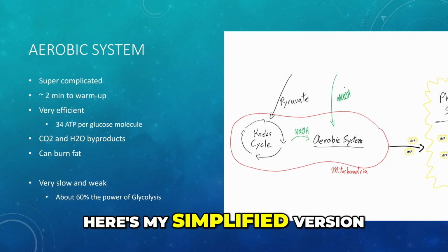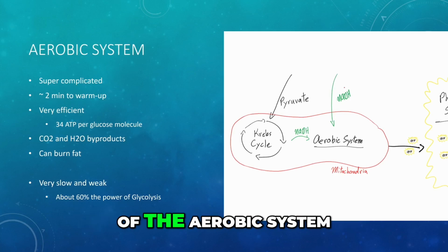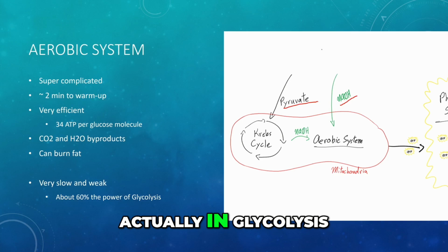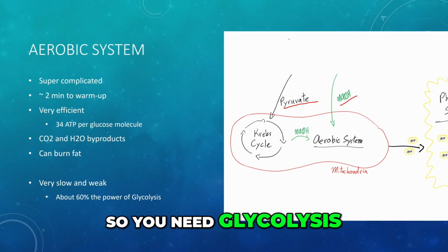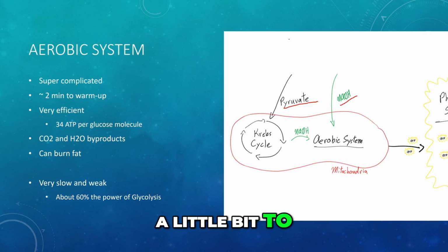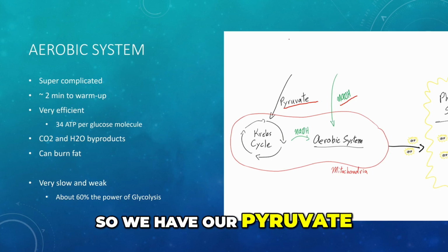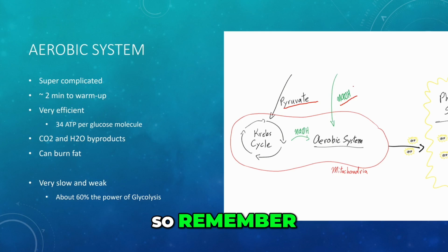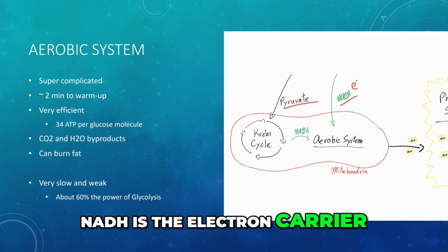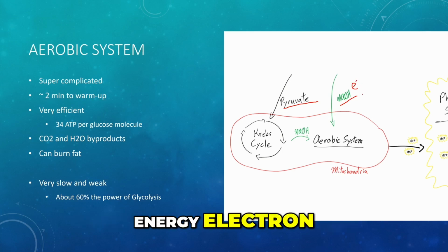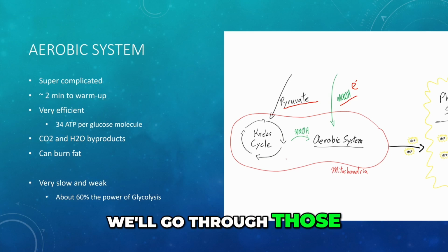So here's my simplified version of the aerobic system. We're going to start with the fuels that we generated in glycolysis. You need glycolysis to run at least a little bit to create the fuel sources for the mitochondria, right? So we have our pyruvate, we have our NADH. Remember, NADH is the electron carrier. It has a high energy electron. These get put into the Krebs cycle and the aerobic system. We'll go through those a little bit.